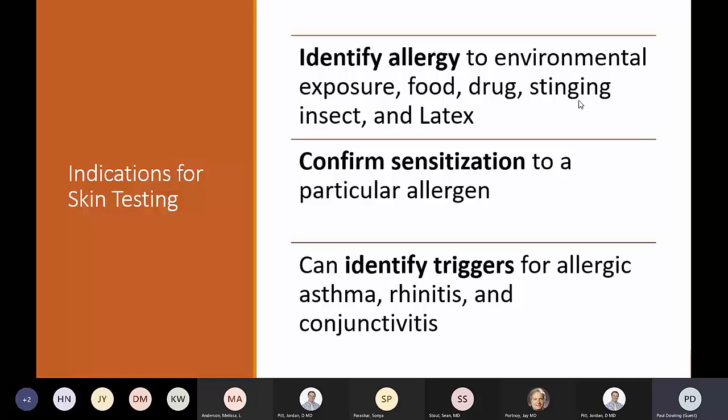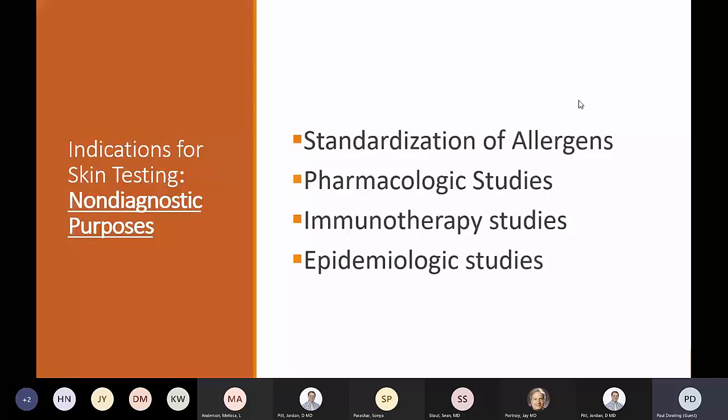So indications for skin testing. So these are for non-diagnostic purposes. We just talked about diagnostic purposes. But at an institution like Children's Mercy, where not only do we do clinical work, there's also research that goes on that involves looking at new drugs that may be coming out on the market or new ways of treating patients. And so we use skin testing for standardizing allergens, for pharmacologic studies, for immunotherapy studies, and for epidemiologic studies.